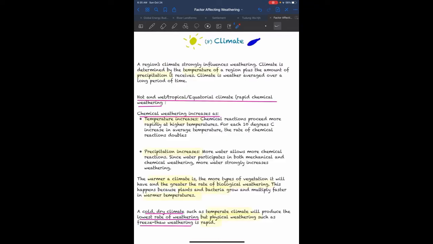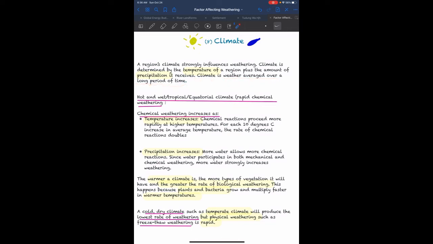The eighth factor is climate. A region's climate strongly influences weathering. Climate is determined by the temperature of a region plus the amount of precipitation or rainfall it receives. Climate is just the weather averaged over a long period of time.